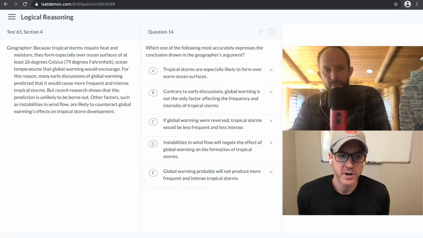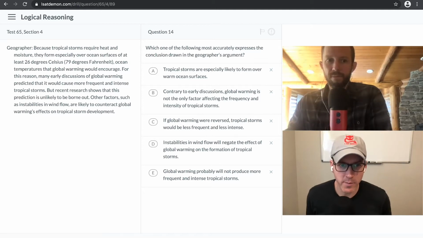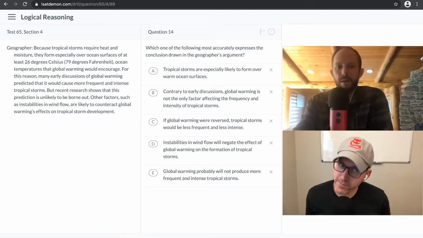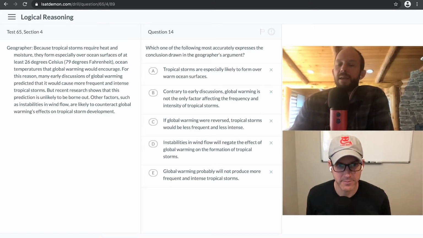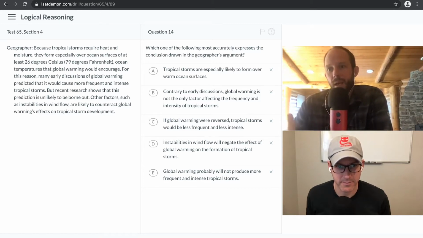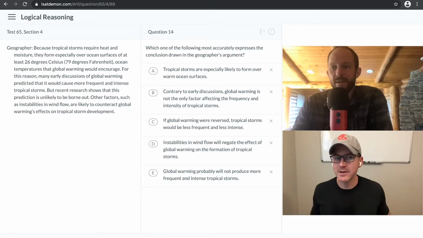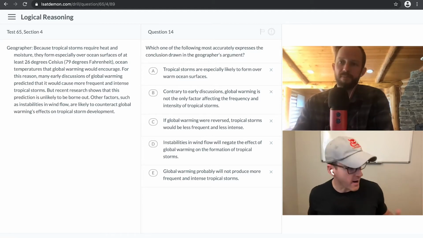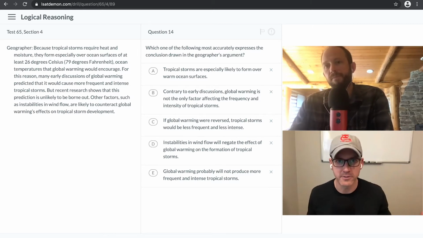Okay, so this geographer continues. For this reason, many early discussions of global warming predicted that it would cause more frequent and intense tropical storms. Which makes total sense given what we just said. Yeah, that's what we predicted, right? I mean, the first sentence sure does seem to suggest that, but I feel a butt coming. Yeah, I do feel a butt coming, but at the same time, I'm so glad that we did that, because I now feel like I'm standing alongside these fellow researchers. Like, yeah, we all get it.